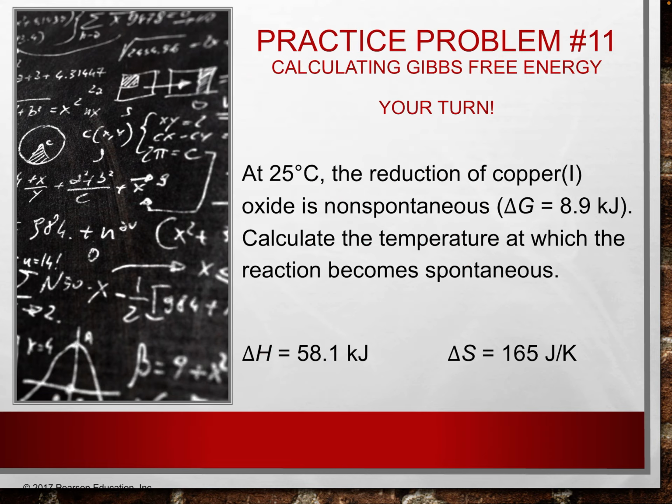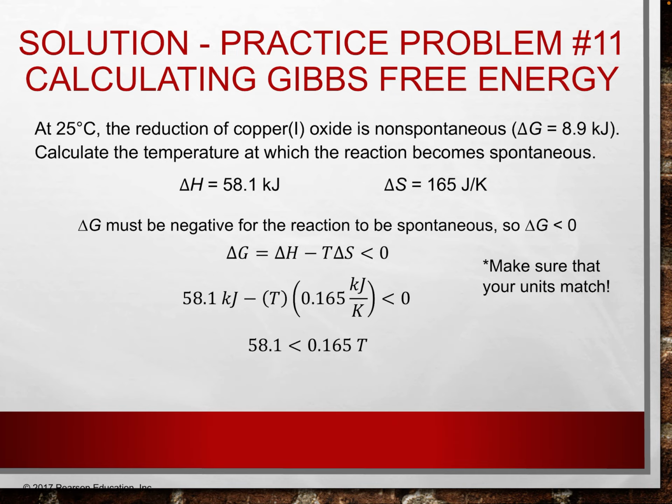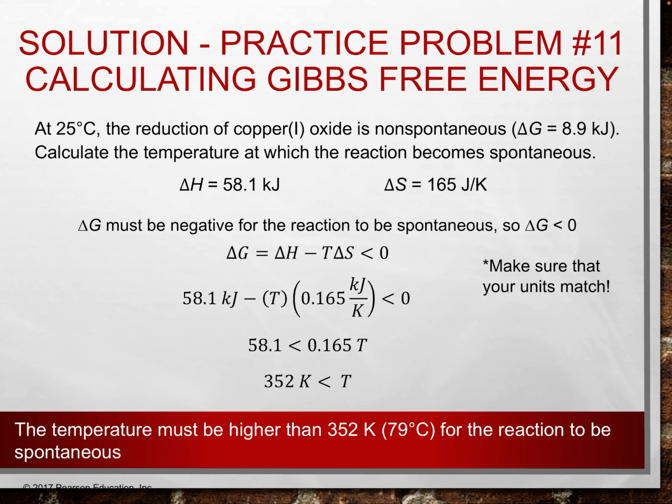All right, let's go over this. So we have the reduction of copper oxide. It's non-spontaneous, and I want to know the temperature at which the reaction becomes spontaneous. Again, we know that delta G has to be negative in order for the reaction to be spontaneous, so we're going to use that delta G is less than 0 again. We plug in all our numbers, add that to both sides, and then divide by that, and then you get your answer. Pretty straightforward. Temperature has to be higher than 352 Kelvin in order for the reaction to be spontaneous.